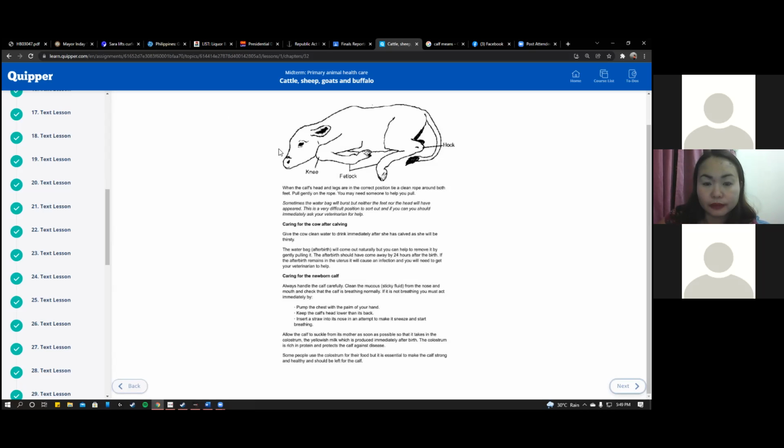Next, allow the calf to suckle from its mother as soon as possible so it takes in the colostrum, the yellowish milk which is produced immediately after birth. The colostrum is rich in protein and protects the calf against disease. Some people use the colostrum for their food, but it is essential to make the calf strong and healthy and should be left for the calf.